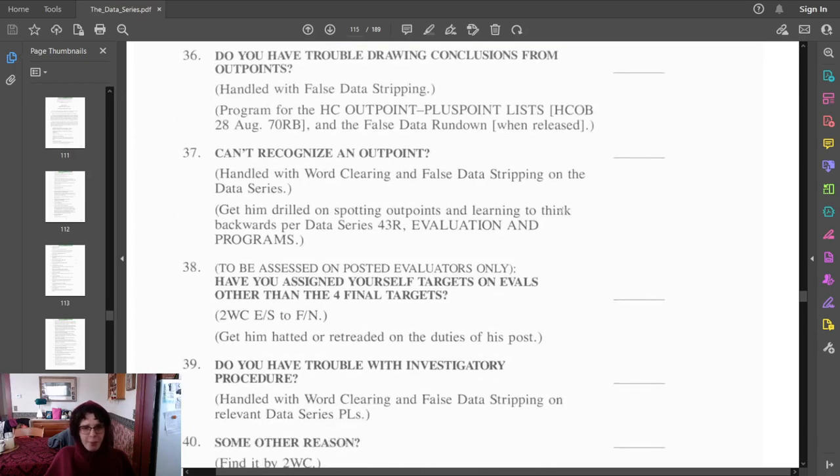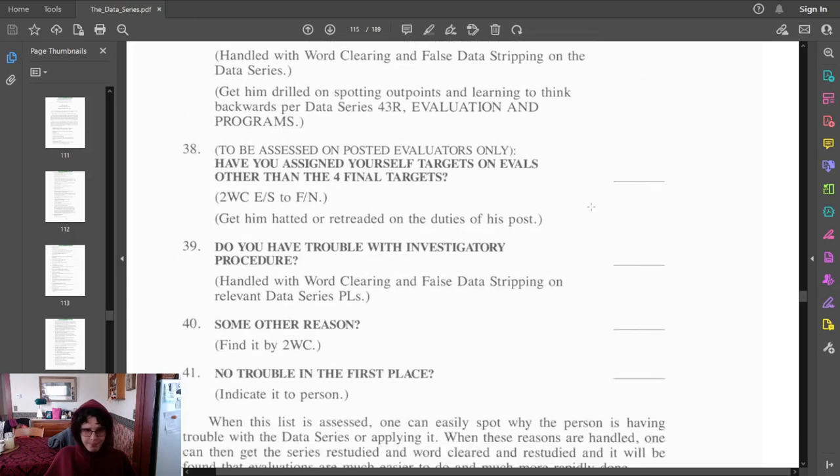Can't recognize an outpoint. Handled with word clearing and false data stripping on the data series. Get him drilled on spotting outpoints and learning to think backwards per data series 43R evaluation and programs. To be assessed on posted evaluators only. Have you assigned yourself targets on evals other than the 4 final targets? Two-way comm ES to FN.